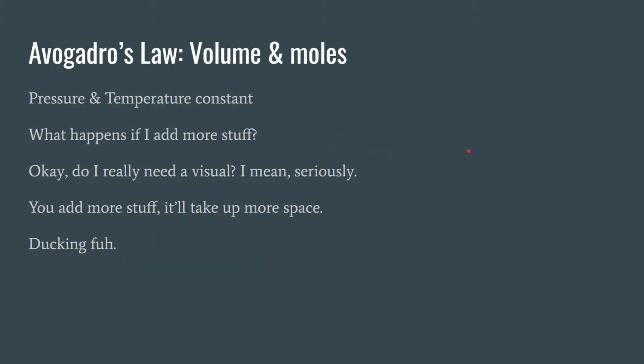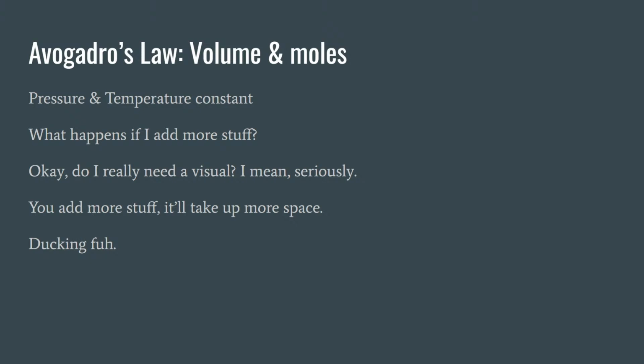All right, now Avogadro's law, volume and moles. Pressure and temperature are constant. So that means that the pressure inside the thing won't change. The temperature doesn't change. But volume and moles can move. So what happens if you add more stuff? Obviously, this is one of the more obvious ones. You add more stuff, it's going to take up more space. Increasing the number of moles increases the volume. Decreasing the number of moles decreases the volume.